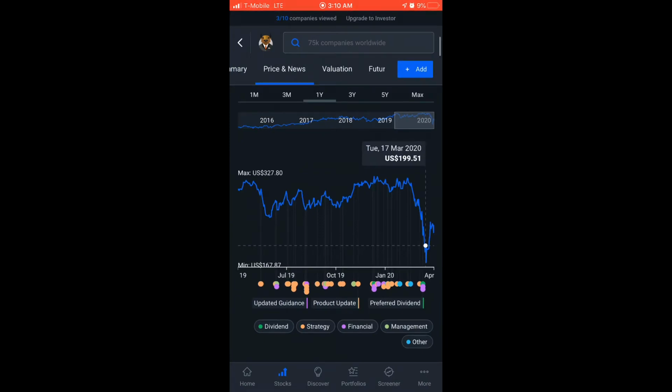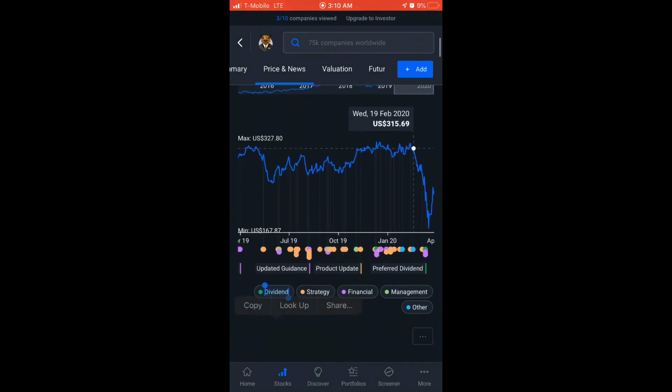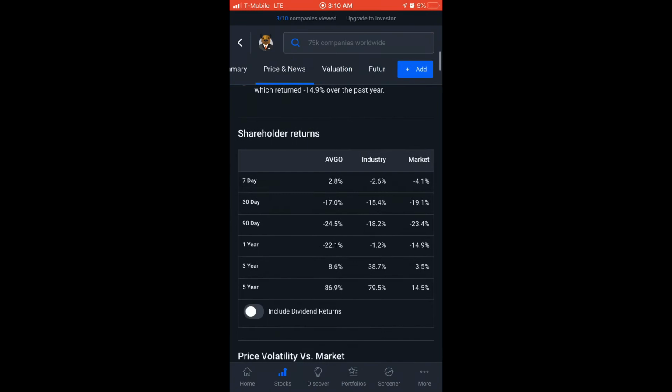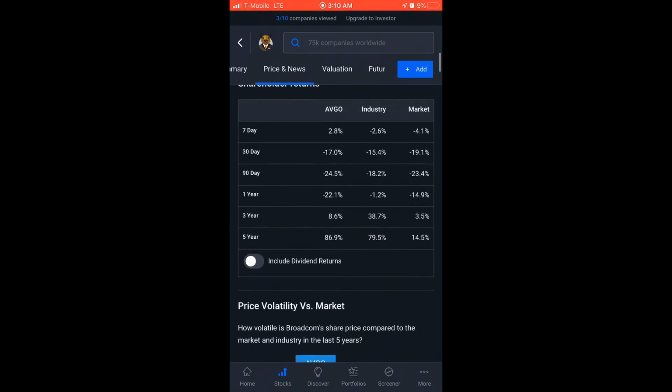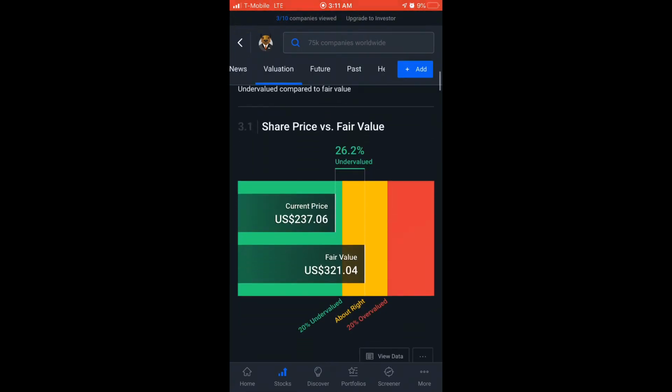I got some of the shares of this stock when it went below 200. You see here in the history, it went all the way to 167. When it went below 200, I was loading the boat on the stock. So I would like it to go down a little more. It shows the returns here, and you can include the dividends. But this is the part I like. It says fair value 321, and current price 237, 26% below the value.